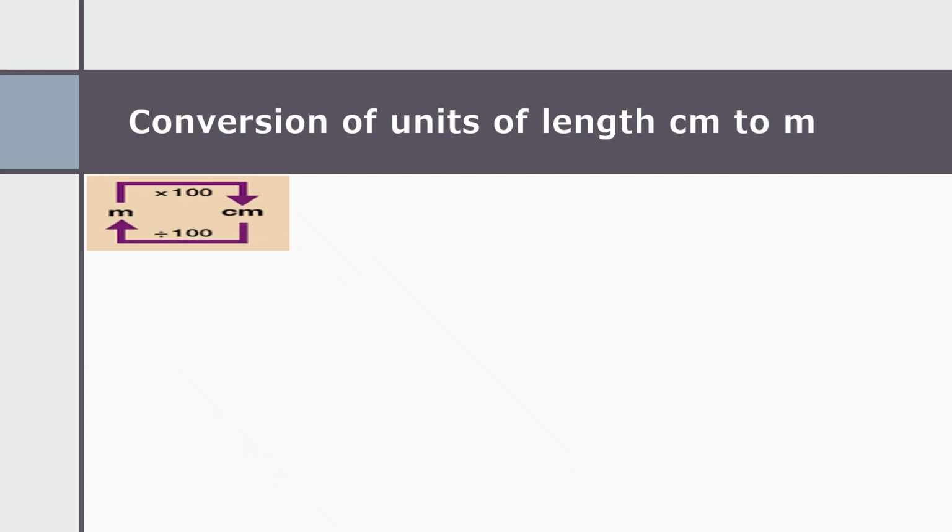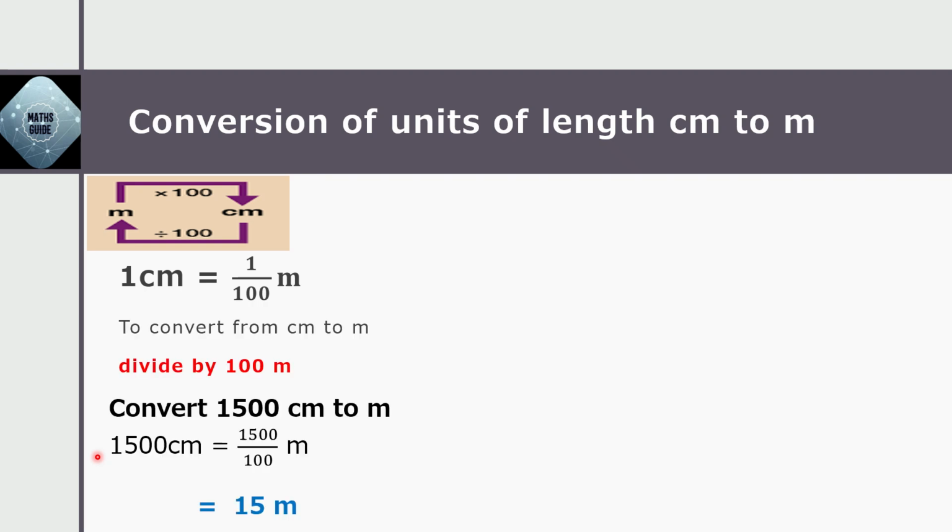Now let's learn how to convert from centimeter to meter. Look at this figure. This time we will move from smaller unit to bigger unit, so we will divide by 100. So we can generate a formula that 1 centimeter is equal to 1 by 100 meter, because this time we have to divide by 100. So let's convert this value, which is 1500 centimeter, to meter, and we will divide 1500 by 100. We get 15 meter.